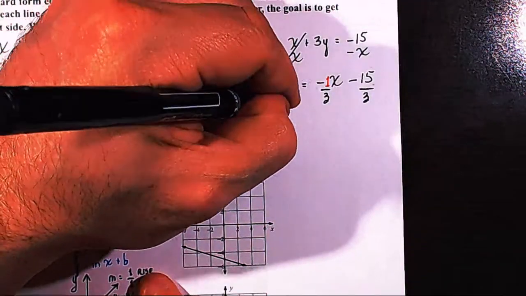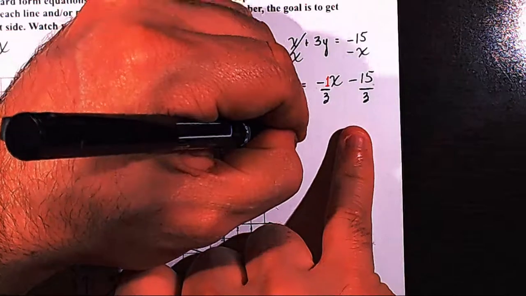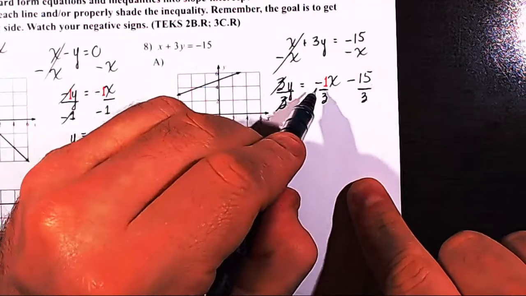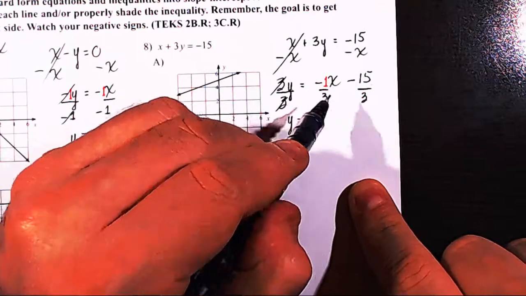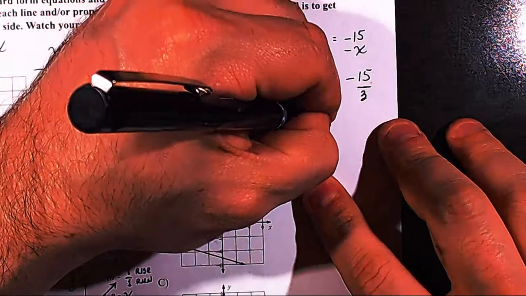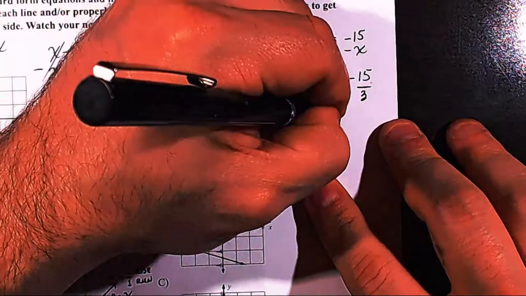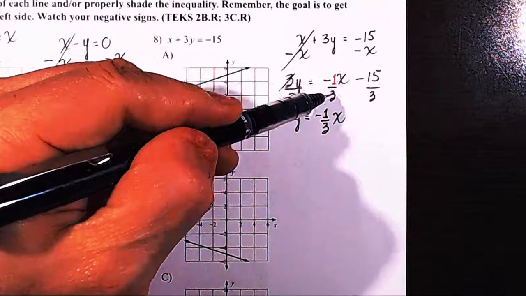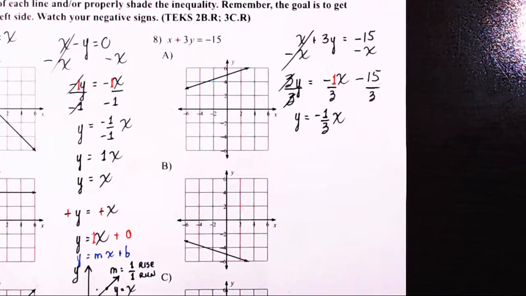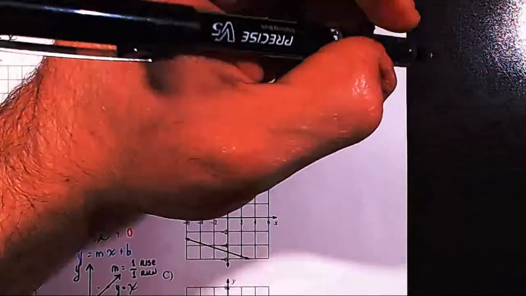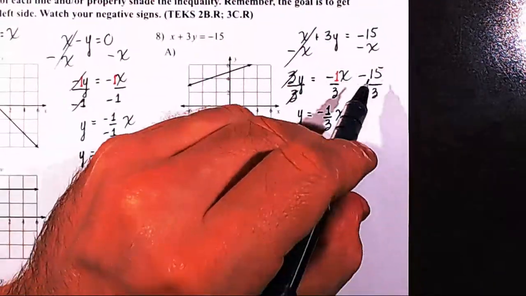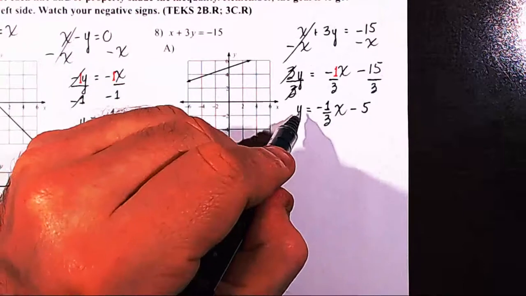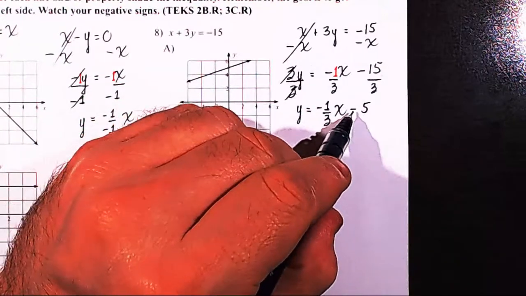On the left, the 3's cancel, and I'm left with y equals, now look what I've got to do here. I'm going to write negative 1 over 3x. Negative 1 over 3 times x. Practice that. This is the skill that people need. Now 15 divided by 3 is 5, so I can write 5 right there. So y equals negative 1/3 x minus 5.